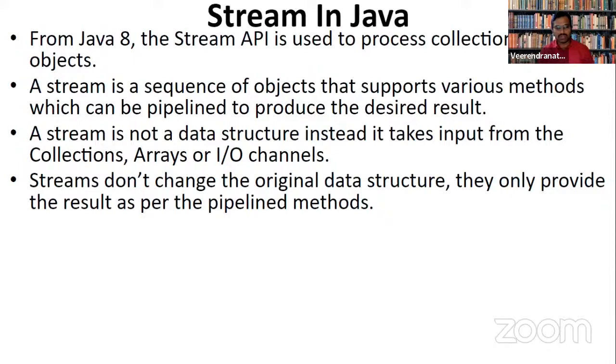I'm talking about a point here, which is saying that the streams will never change the original data. So the original copy will never be changed. And you get the result out of the methods that you use.